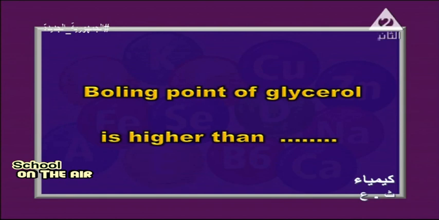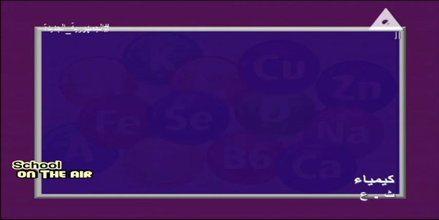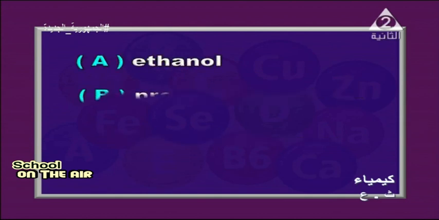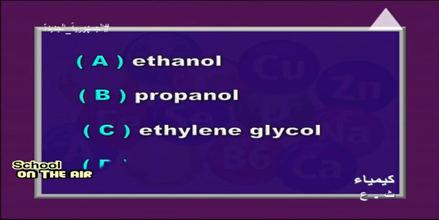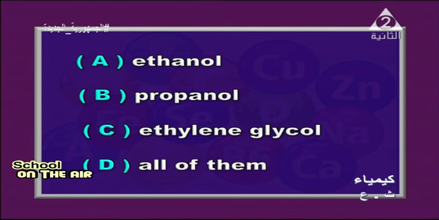Next point. The boiling point of glycerol is higher than what? Ethanol, propanol, ethylene glycol, all of them. You will find the answer here will be all of them, as the greater number of hydroxyl groups forms more hydrogen bonds.